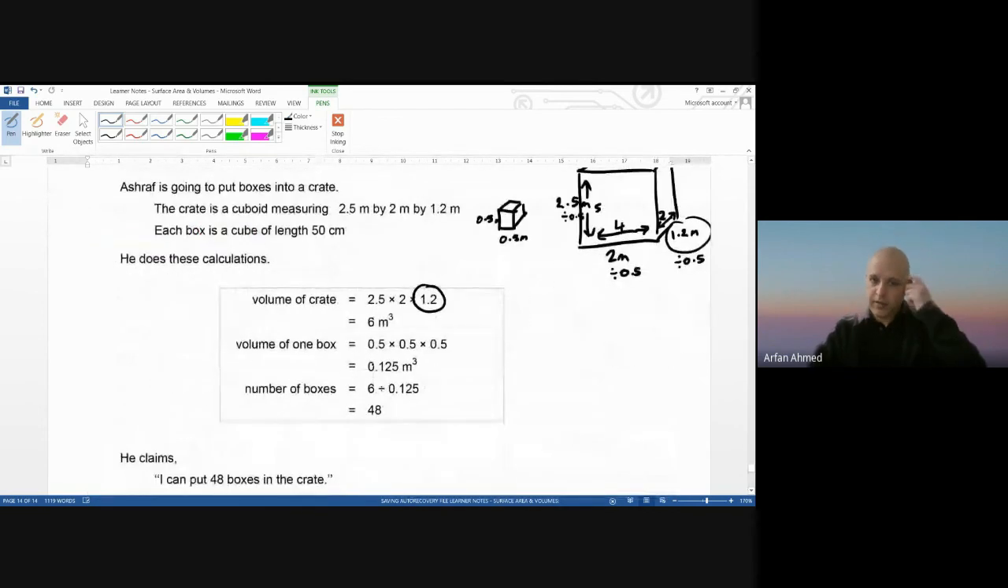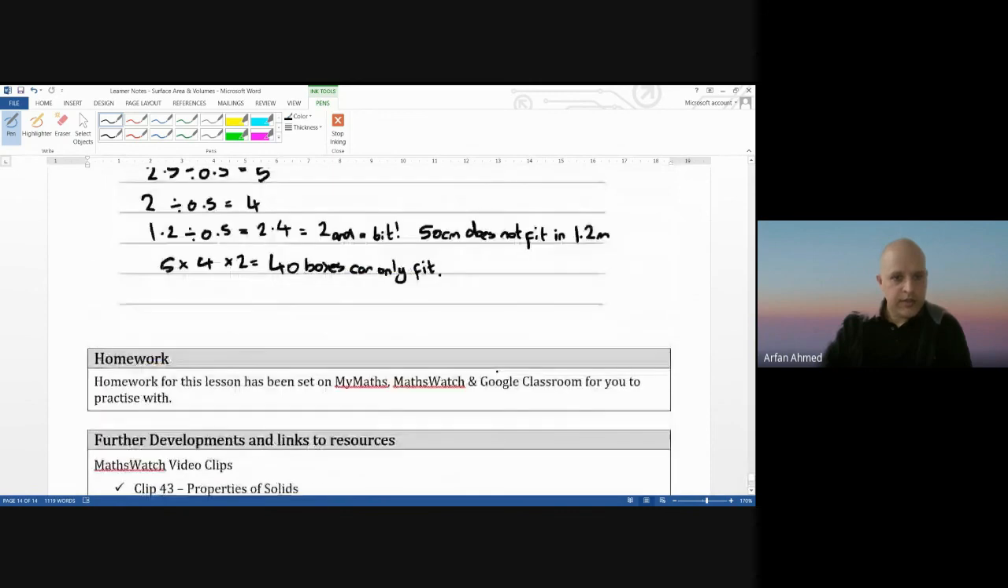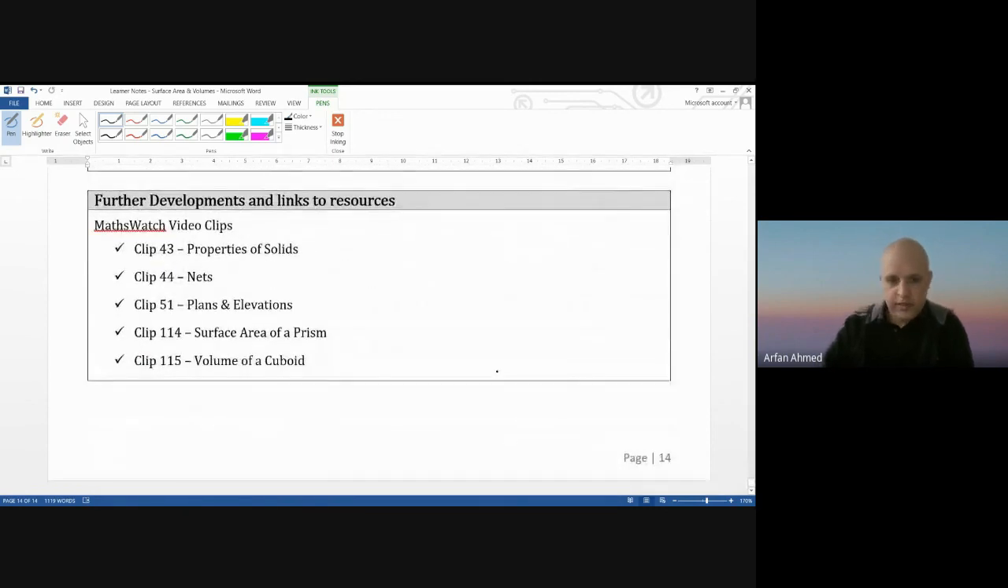So you can't use this method where you work out the volume of the big box, the volume of the small box, and how many small ones go into the big one. You're going to have gaps in there. It's not always going to fit exactly, as we can see in this example. Okay, that was the last one. I shall see you in the next video.